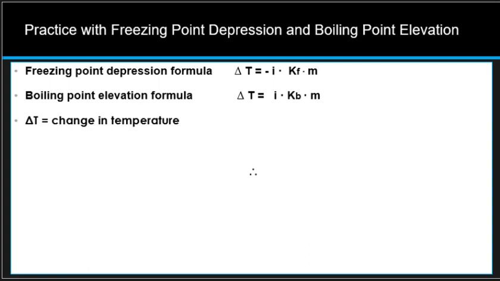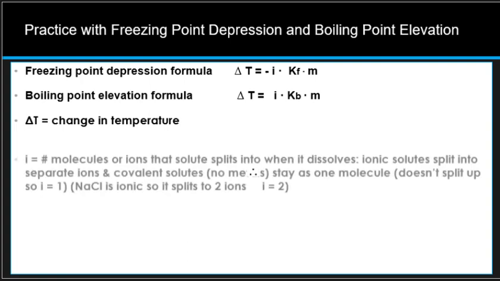Delta T. When you see that delta, that means change in temperature equals negative i, with K_f and m. So we'll start with that one. That's our freezing point. So we see our negative there. Think about freezing: negative right there.